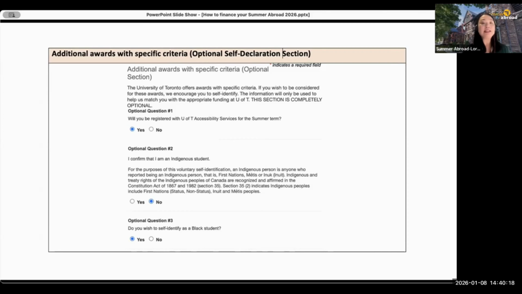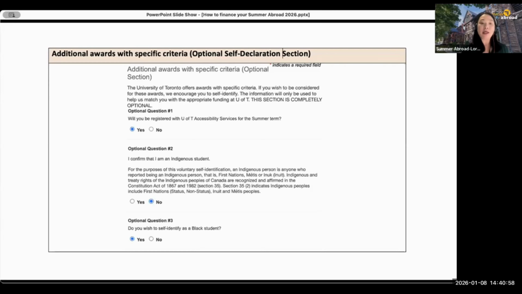And if you're comfortable self-declaring yourself, please do. So the first question, for example, would be, are you registered with accessibility services for somewhere abroad? Second is, you're confirming you're an Indigenous student. And third is, do you self-identify as a Black student? Information that you indicate here is only shared on a need-to-know basis with the selection awards committee, and it's only used to match you with the appropriate fund. I want to be clear, it's not used for admission into somewhere abroad or for any other consideration.